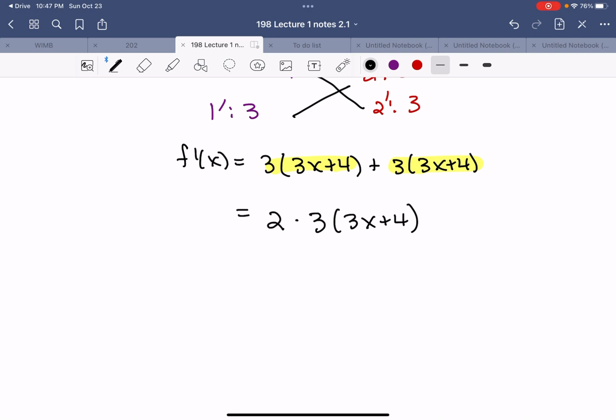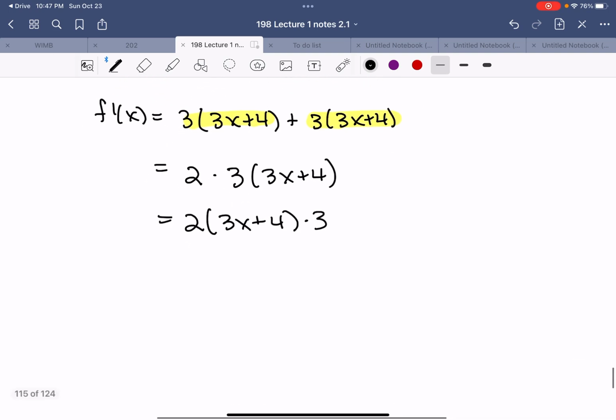And I'm going to rearrange it for a second, and I'm going to leave the 2 out front, and I'm going to move the times 3 to the back, and I can do that because multiplication is commutative and associative, so I can group it and move it however I want. And then I want you to notice something. Remember that this came from the function f of x equals 3x plus 4 squared.